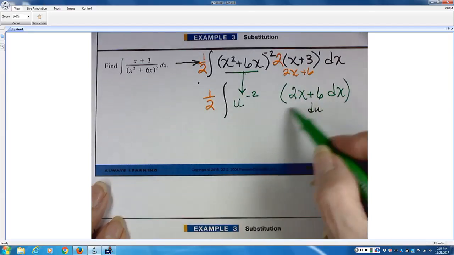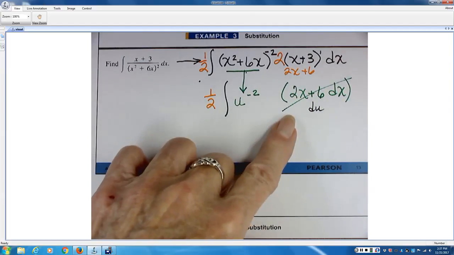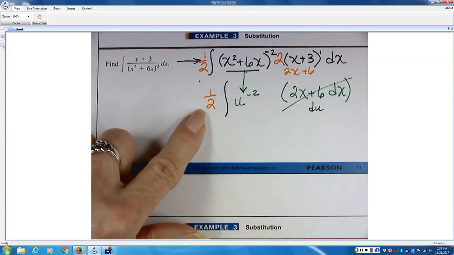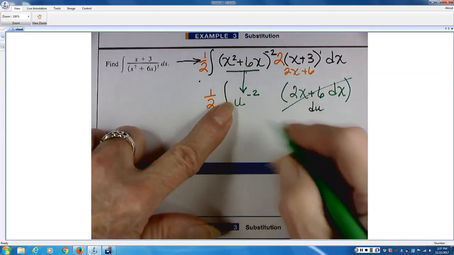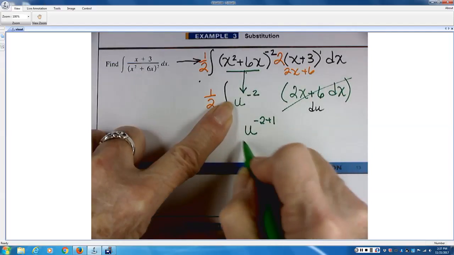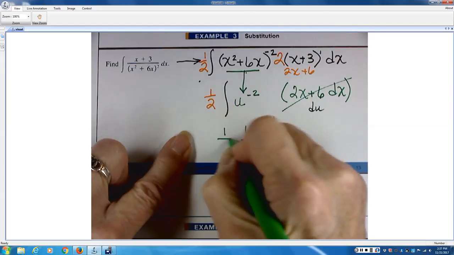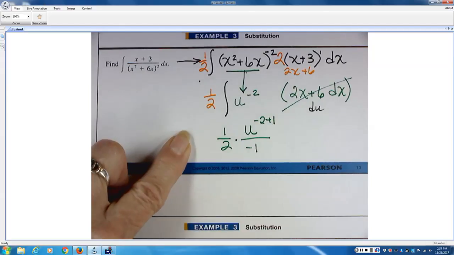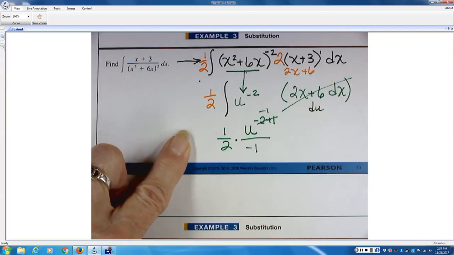Now that I know I've got it, I pay no more attention to it. I needed to recognize that I had it and make it happen to know what I need to put out front. After that, I'm done with it. I don't need it anymore. So this is going to be u to the negative 2 plus 1 over negative 2 plus 1, which is negative 1. And it's going to be multiplied out front by 1/2. And since negative 2 plus 1 is negative 1, then this is what it actually looks like.